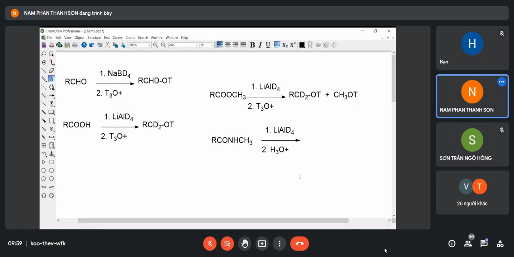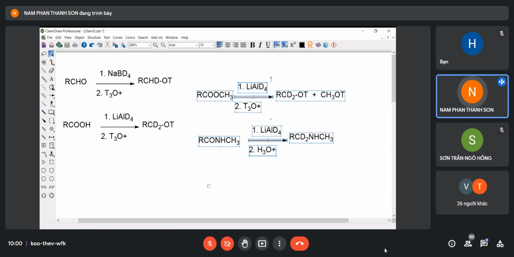Okay, what about amide? So we have R, C, D2, CD2, and CH3. Okay, everyone, take this note carefully. You will see all of these 3 or 4 reactions in your exam. Take note carefully.